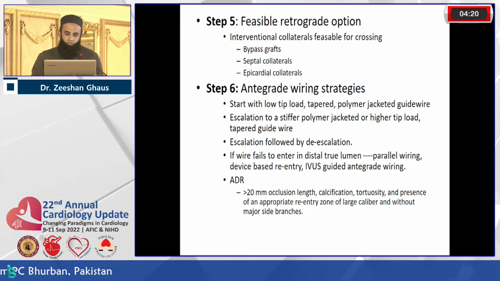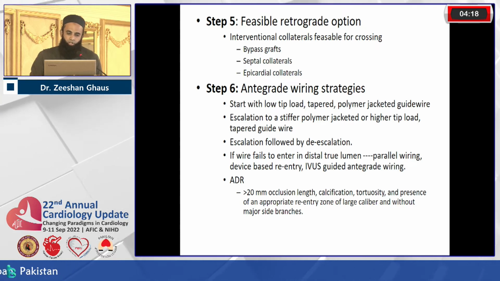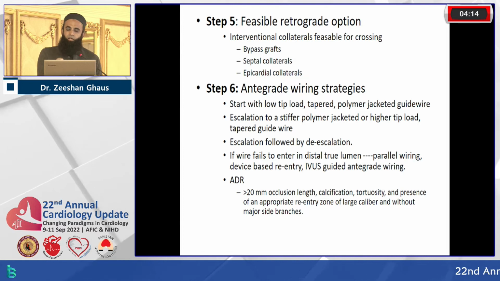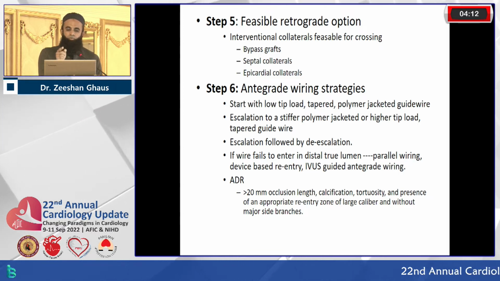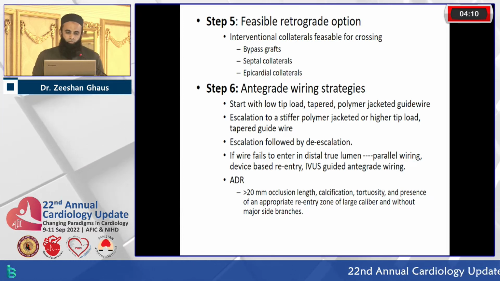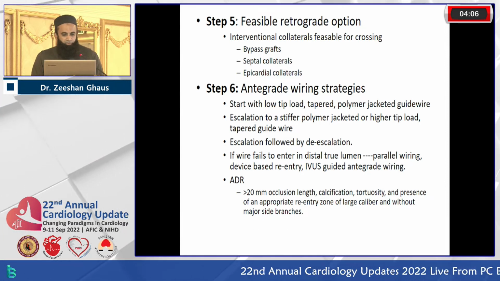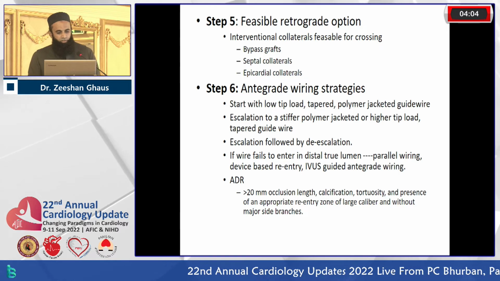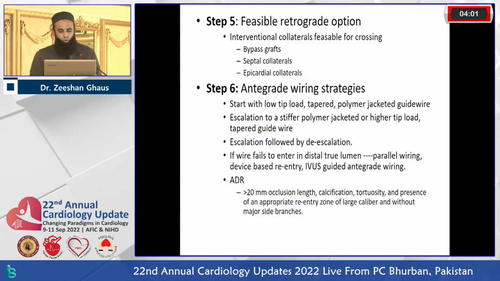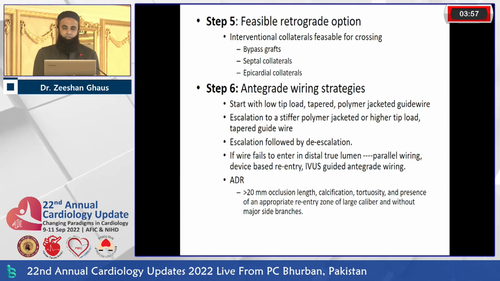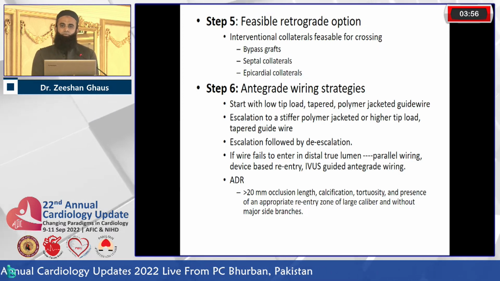There are 3 types of collaterals: bypass grafts, septal collaterals, and epicardial collaterals. Epicardial collaterals are the last one which we will attempt. We will try to go from the septal or the bypass grafts. And step 6 is antegrade wiring strategies. Start with the low tip load tapered polymer jacketed guide wire. These are the steps. If we follow these steps, it will be easy.